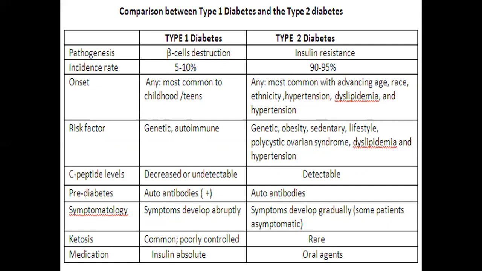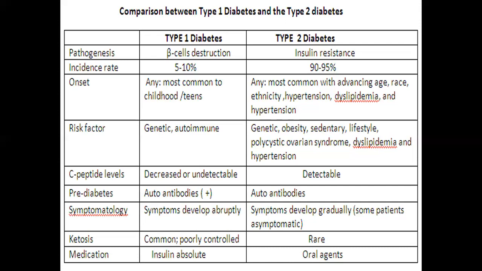So of the two, type 2 diabetes mellitus is more common with a prevalence rate of 90 to 95%. And I mentioned already that the onset is actually irrespective of age. It may occur at any age for both. Now, the risk factors are as follows. We have usually type 1 is genetic.